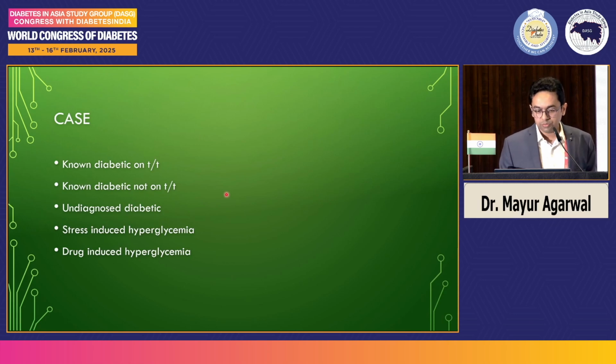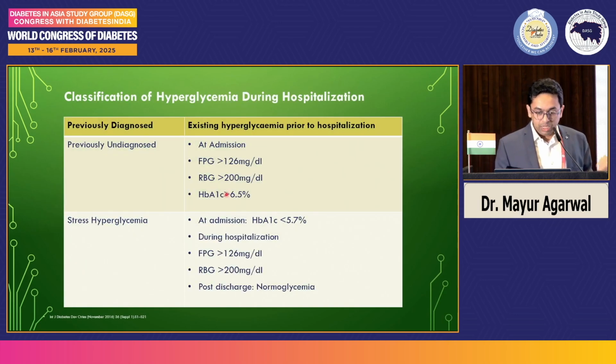So let us discuss a few of them. Previously undiagnosed is when you have a higher HbA1c, but if the HbA1c is normal and the sugars are higher, you say it is either stress or maybe drug-induced. That's a basic concept, okay?